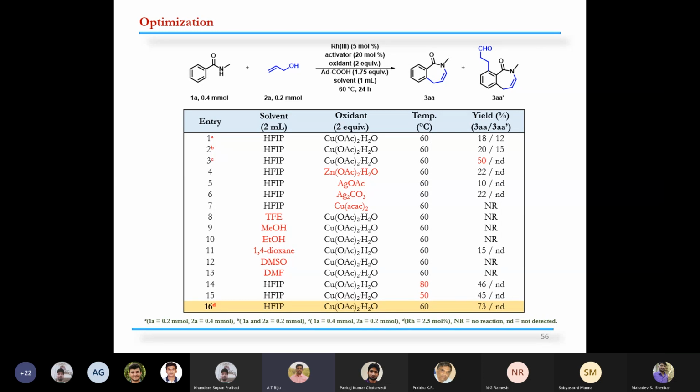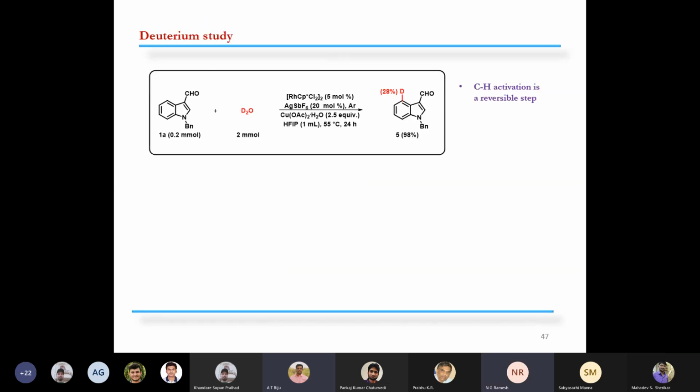So I have a question from one of your slides. Can you please go to slide number 47? Yes, sir. So can you please explain why the deuterium incorporation is only 28% at the C4 position and why there is no deuterium incorporation at the C2 position? Actually, sir, maybe formation of the metallacycle is very slow at the C4 position. So that means the number of metallacycle molecules may be low. This much I can answer.